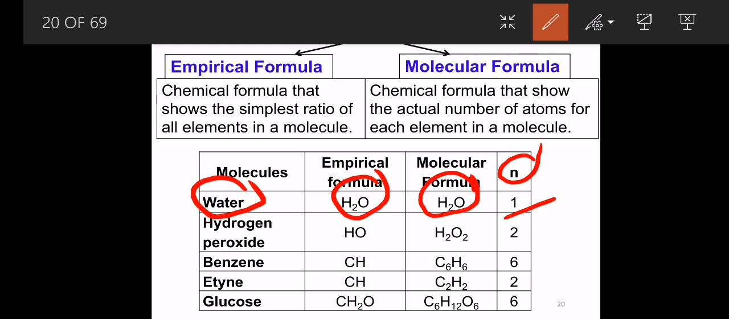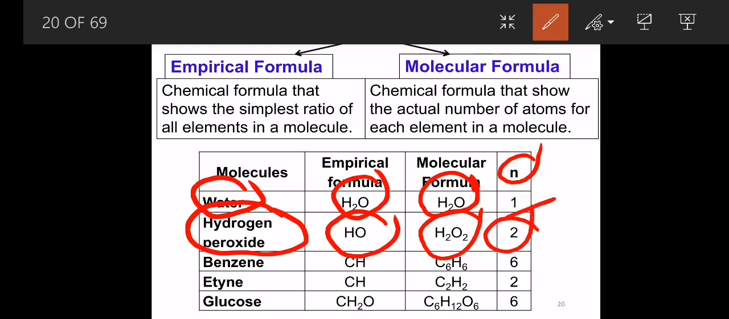And then the next example, hydrogen peroxide. For hydrogen peroxide, the empirical formula is HO, and the molecular formula is H2O2. So you can say that the n value for hydrogen peroxide is n equal to 2.